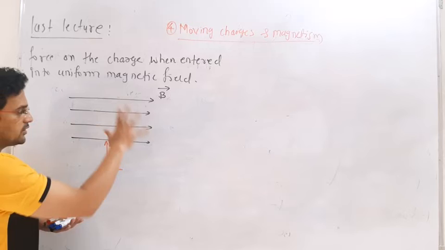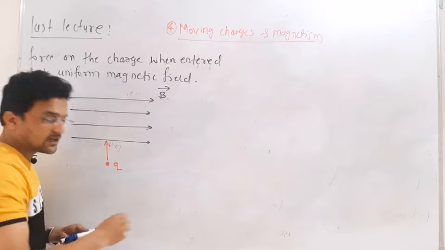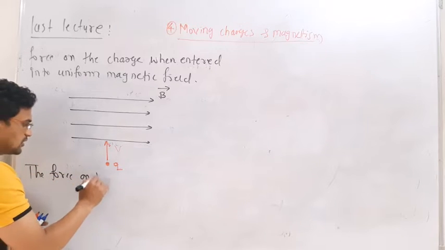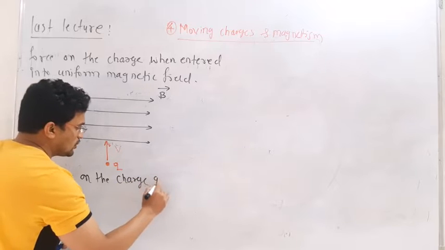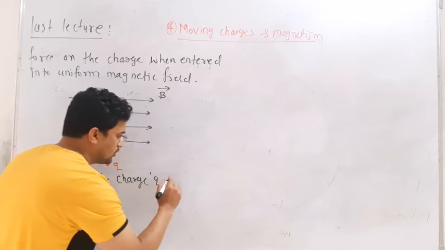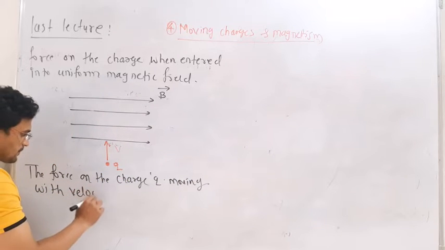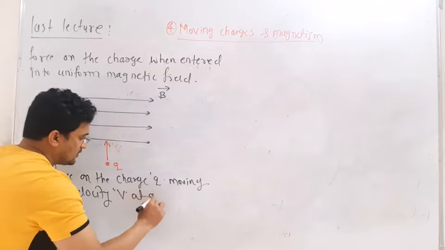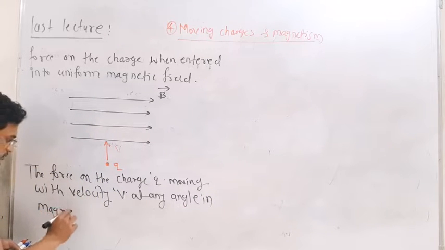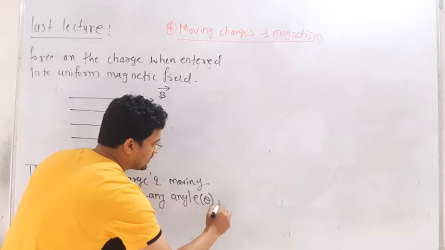After doing many experiments, with different charges, different velocities, and different magnetic fields, they found the force on the charge Q, or the magnitude of the force, moving with velocity v at any angle theta in the magnetic field B.